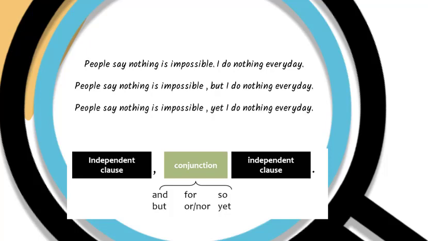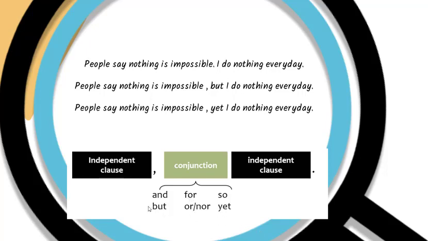So using the same example, we have "people say nothing is impossible, I do nothing every day." Then we have "people say nothing is impossible, but I do nothing every day." "People say nothing is impossible, yet I do nothing every day." In some cases, we could use different types and they will still carry the same meaning, but in other cases, we cannot use other ones.